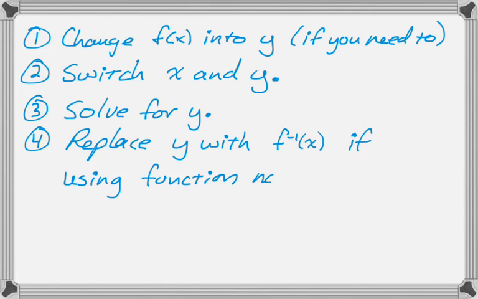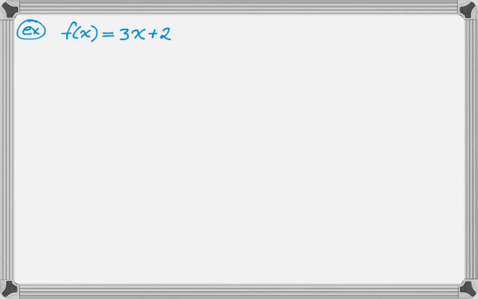So f inverse of x is maybe the most confusing notation that you've run into. That little, what seems to be an exponent of -1, is not an exponent. It's telling you that it is the inverse. It's confusing, but you have to get used to it because it's not going to go away. So let's do a bunch of examples.